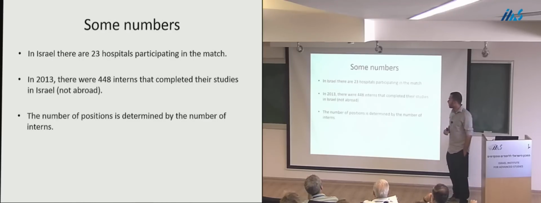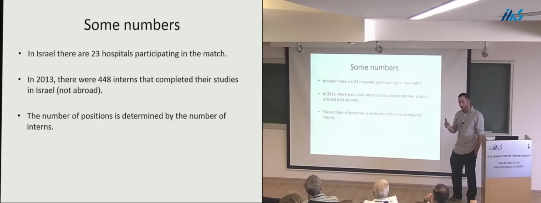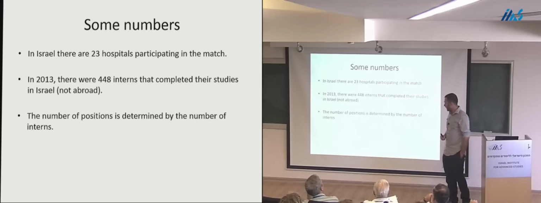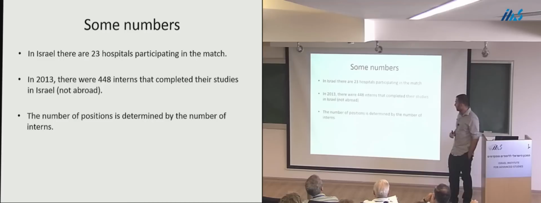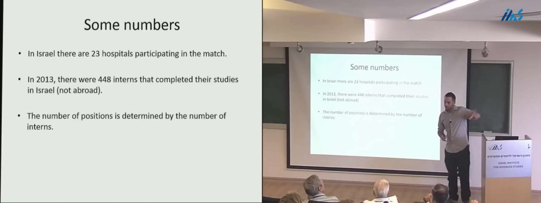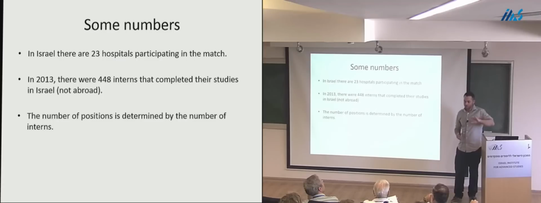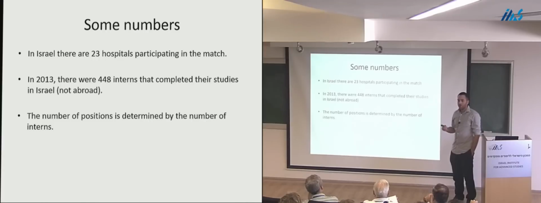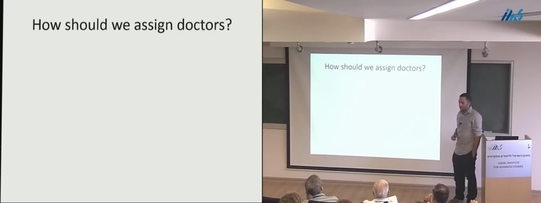So as I said, there are 23 hospitals participating in the match. There are a few more hospitals in Israel, but they don't get interns. In 2013, there were about 450 interns that completed their studies in Israel, not abroad. Though, as I said, there are about 500 more that come from abroad, and we match them in a separate procedure. And the number of positions exactly equals the number of interns, okay? How should we assign interns to hospitals?